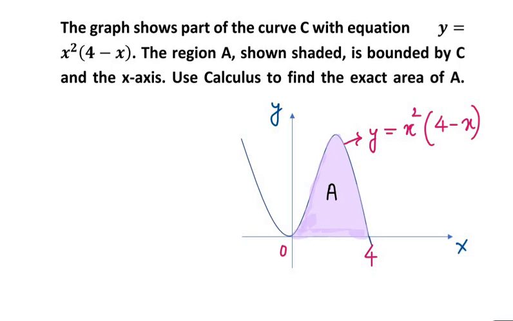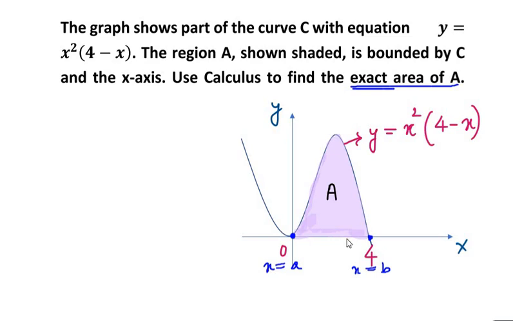First of all, in this question, they have already given you the coordinates, which is between 0 and 4. So this becomes your x equal to A till x equal to B. So this is your lower limit and this is your upper limit. Next thing, they have asked us to find the exact area of A. Whenever you see the term exact, remember that you have to get the answer in terms of surds or fractions or whole numbers. Do not get the answer in terms of decimals.